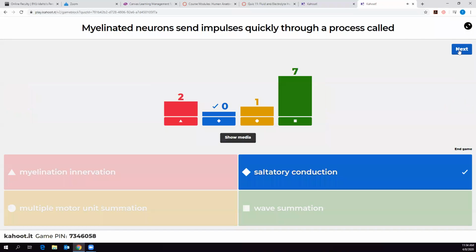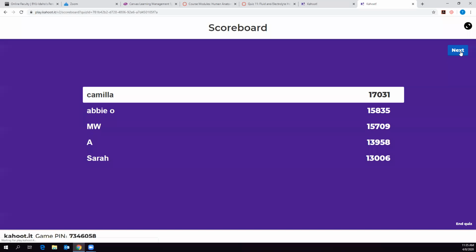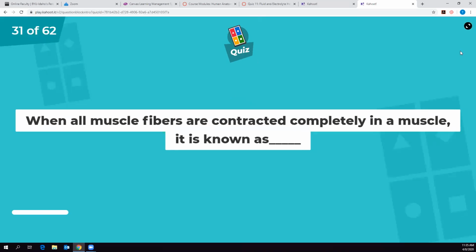Yeah, it's not wave summation. Okay, myelinated neurons. So we're sending a signal down the neuron, from node of Ranvier to node of Ranvier, in between the Schwann cells that produce myelination. So make sure you know this question. Yeah. Make sure we know that. Nobody got points on that, so that shouldn't change.